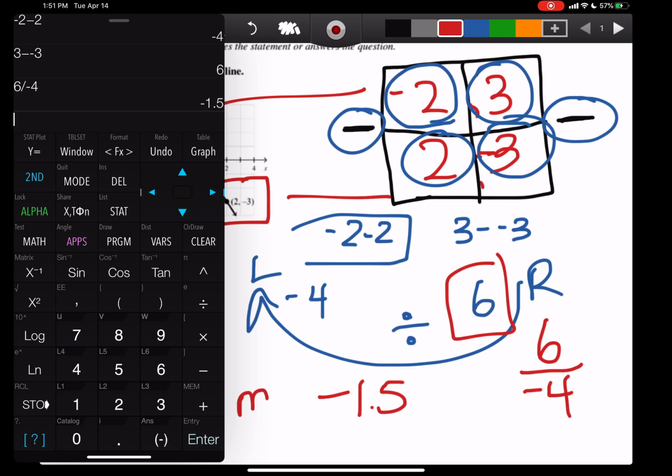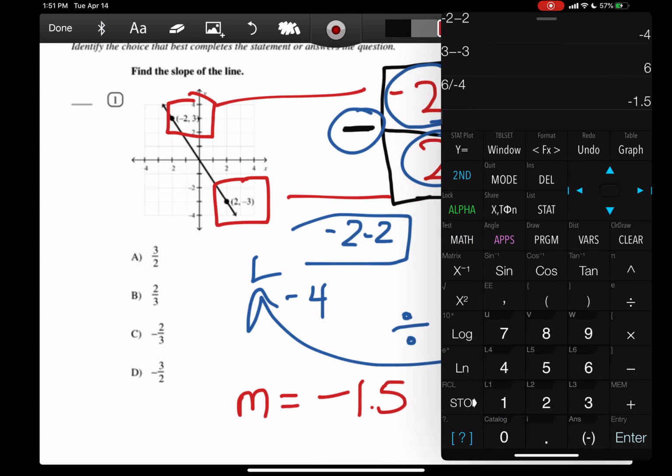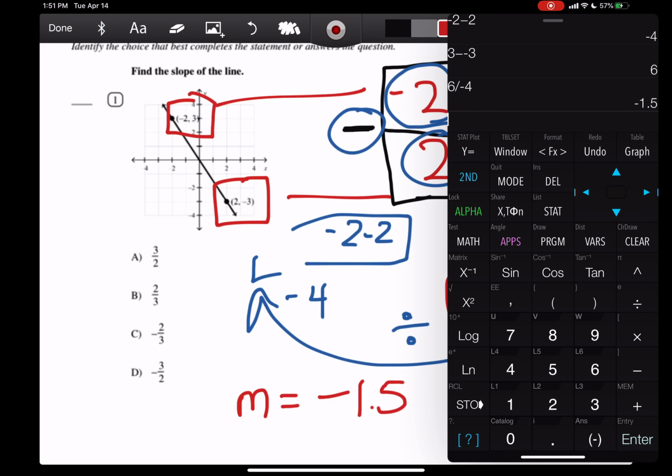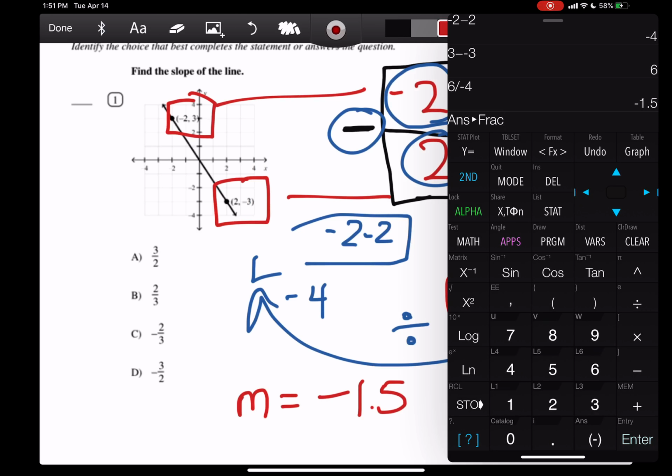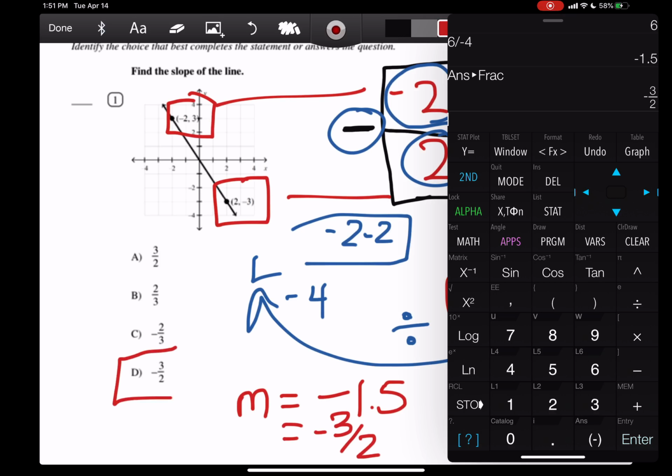So I know that my slope, remember, m is the variable for slope, so m equals -1.5. Looking at my answer choices here, they're all in fraction, so I need to convert to fraction. To convert to fraction, remember in the calculator, you hit math, number 1 for fraction, and enter. It will give you -3/2. In that case, the answer would be D. That is the box method, one way that you can solve for slope.